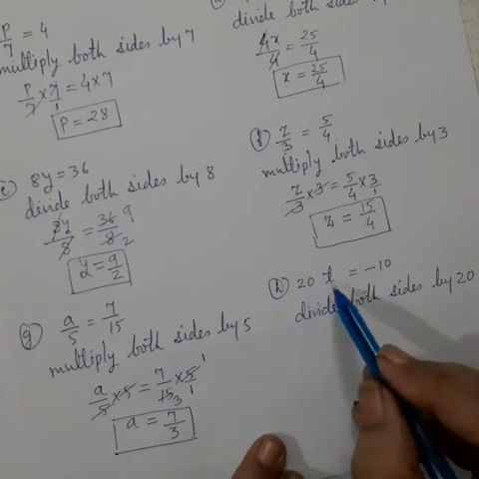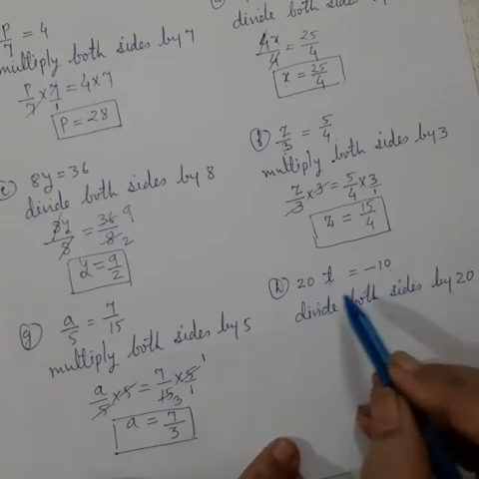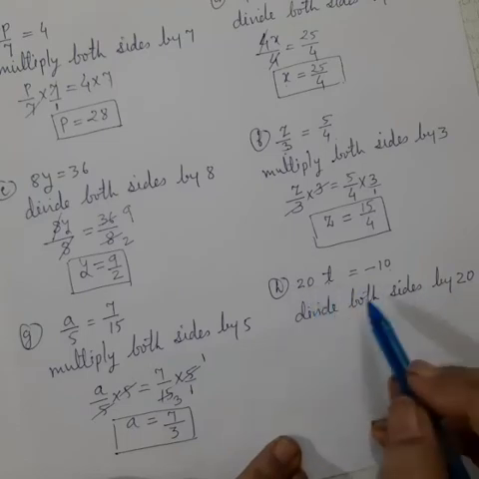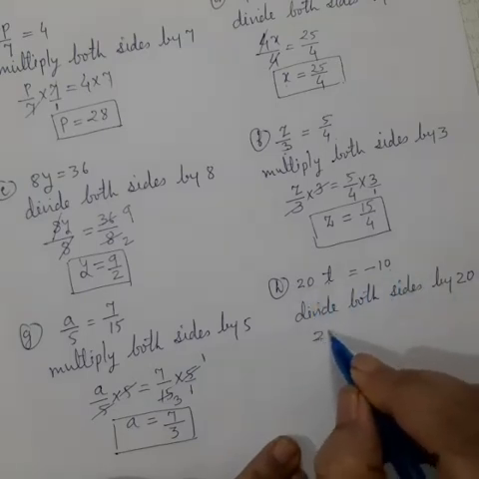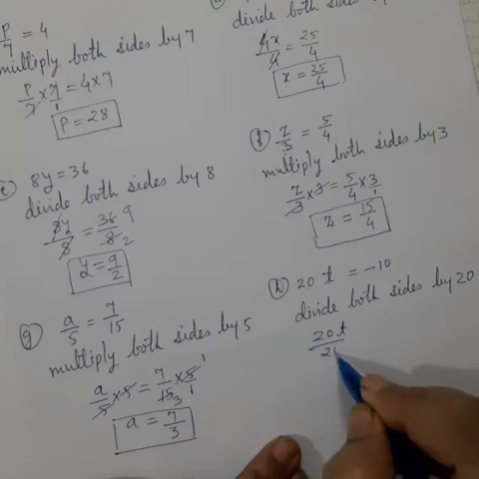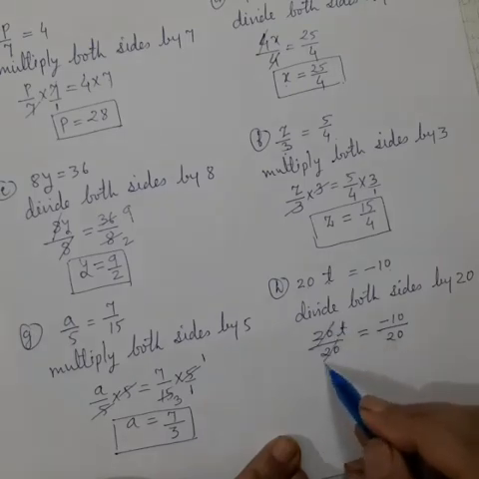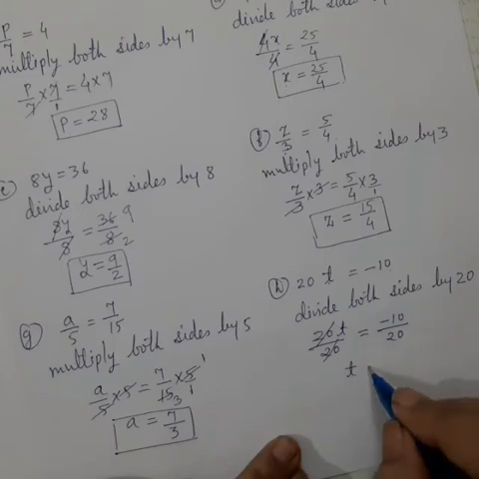Next, 20t equal to minus 10. Now we don't want this 20 here. So divide both sides by 20. 20t divided by 20. Right hand side is minus 10, divide it also by 20. This 20 will be cancelled. Only t on left hand side.